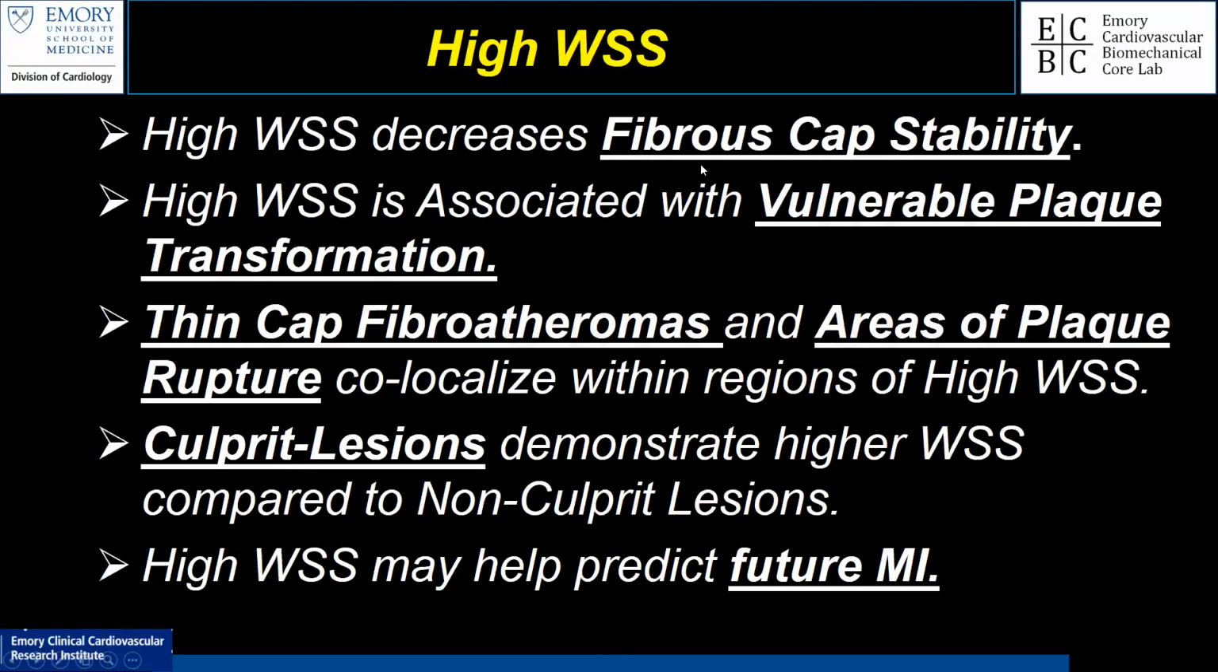So high shear stress decreases fibrous cap stability. It is associated with vulnerable plaque transformation. Thin cap fibroatheromas and areas of plaque rupture co-localize within regions of high shear stress. Culprit lesions demonstrate higher shear stress compared to non-culprit lesions. And high shear stress may help predict future myocardial infarction.